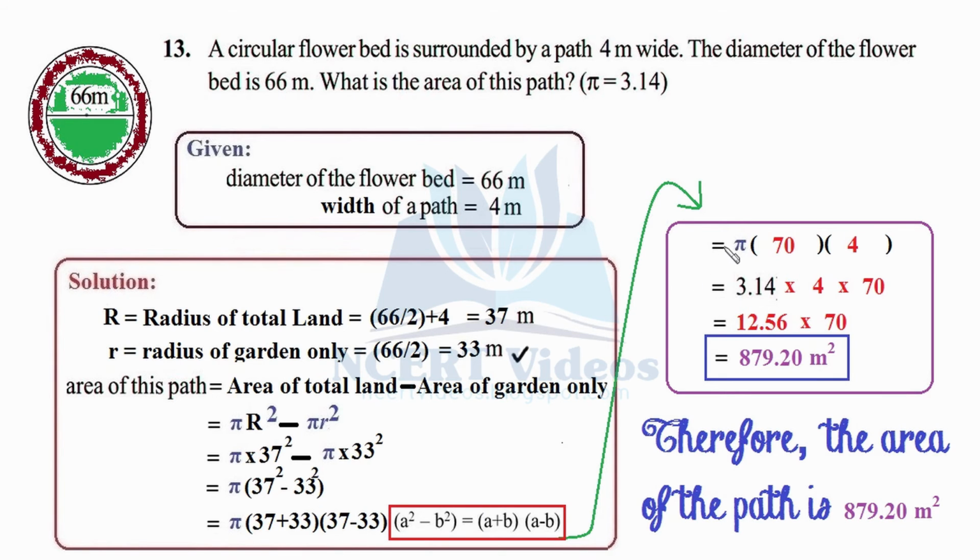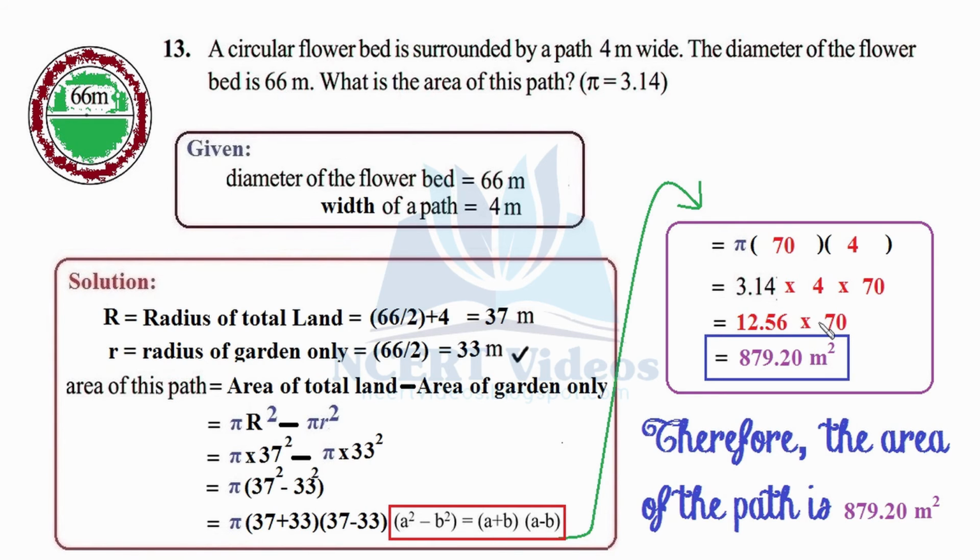Moving forward, equals pi as it is, 37 plus 33 is 70, and 37 minus 33 is 4. Pi, take it as 3.14 and just flip it. You can do it in mind as well, but we are writing it here. So 4 into 70, same thing as 70 into 4. Now multiply it. 4 times 4 is 16, 1 carry, 4 plus 1 is 5, decimal, 4 times 3 is 12. Into 70, put 0 for the moment, we will fix it.